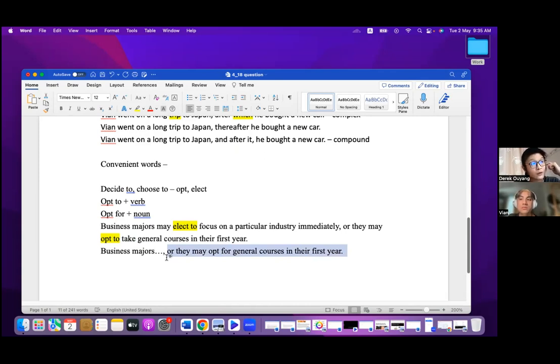This is a very, very good word. So the next time when you write, instead of using decide or choose, use opt or elect. Okay. Understand what I mean?